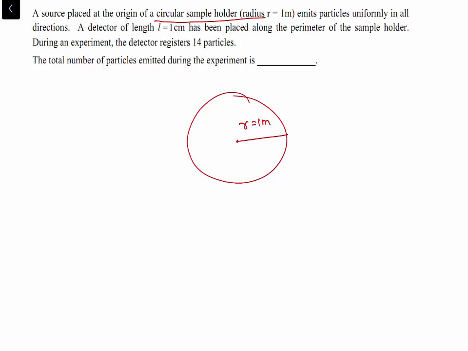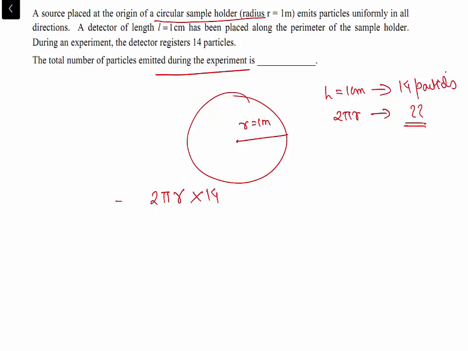Okay, so what is the perimeter here? 2 pi r. This is the perimeter of this circle, and the total number of particles emitted during the experiment. So you have to calculate the total number: for one length of 1 centimeter, how many particles are coming? 14 particles are coming. So for 2 pi r, how many particles will come? For 1 it is coming 14, so 2 pi r into 14.